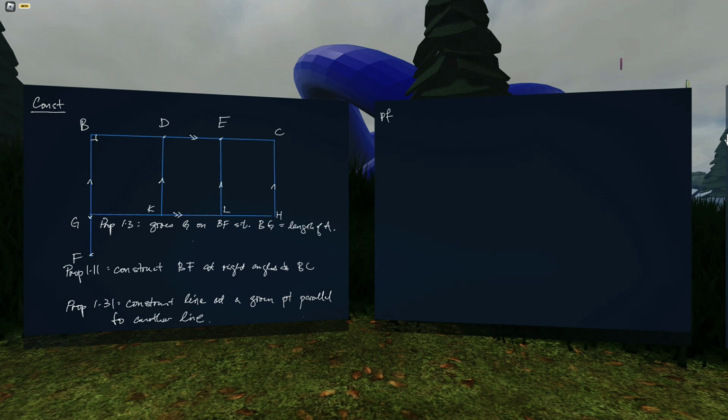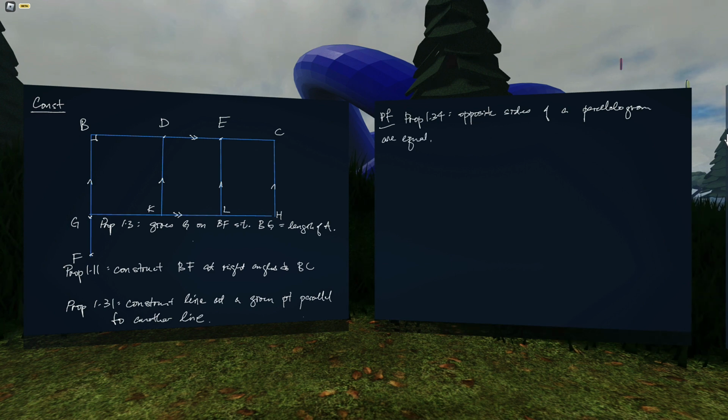We're up to the proof. So the proof is something that we've talked about, but something also we probably take for granted. Let's remind ourselves. Proposition 1.34, right, tells us that the opposite sides of a parallelogram are equal.